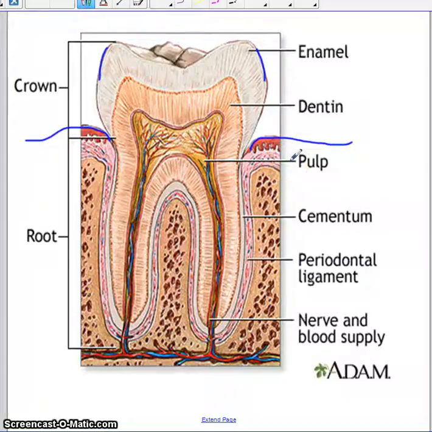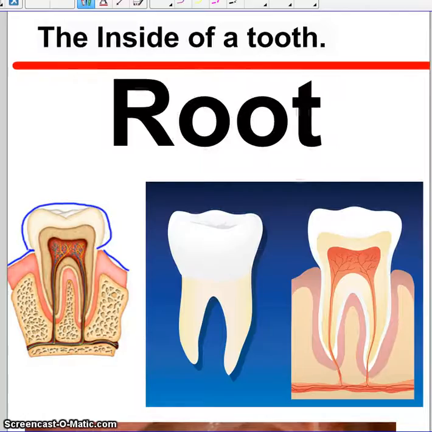A couple things I want you to think about. If you were to hurt your tooth, which part of your tooth, if it was hurt, would give you the most amount of pain? Would hurting your enamel give you the most amount of pain? Would hurting your pulp give you the most amount of pain? Would hurting the dentin give you the most amount of pain? Think about that. Let's actually study the root right now.